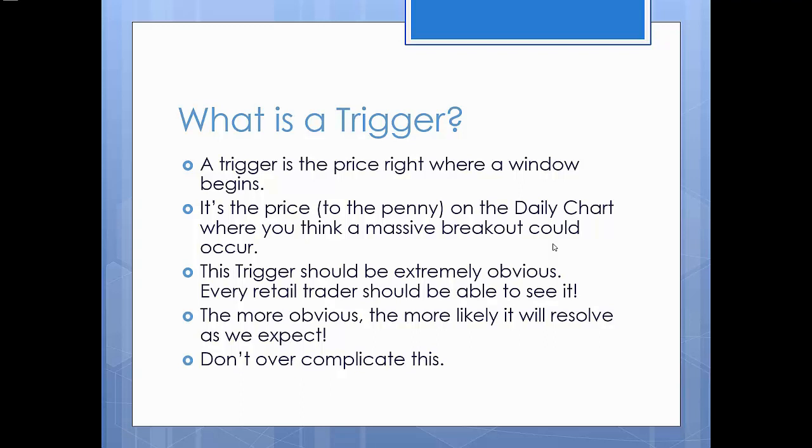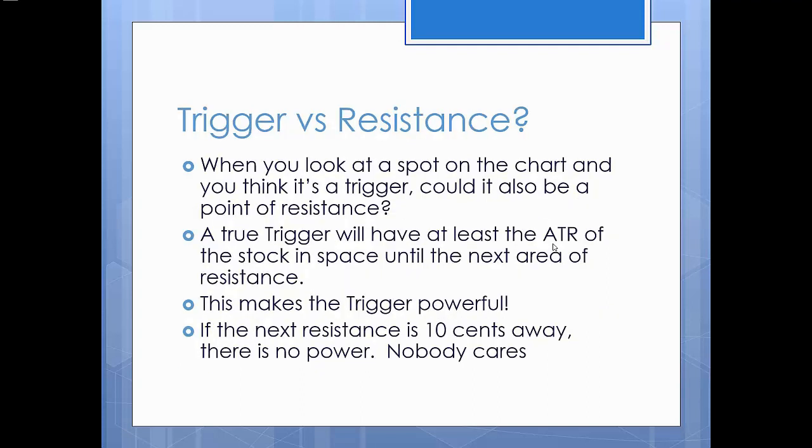Okay, so when we look at triggers, we want them to be extremely obvious. The more obvious they are, the more retail traders are going to be watching it and buying at that same point, or perhaps covering their shares at that same point. So we don't want to overcomplicate it, and I'll show you some pictures of charts so you can visualize this a little bit better if you're more of a visual learner. But what we want to look for are the windows, and remember that the bottom of the window is a trigger, the top of the window is a trigger if another window is stacked right above it. Okay, so triggers versus resistance, I kind of just went over this.